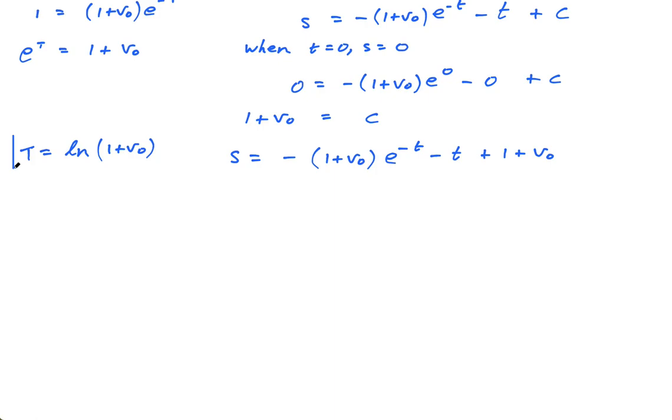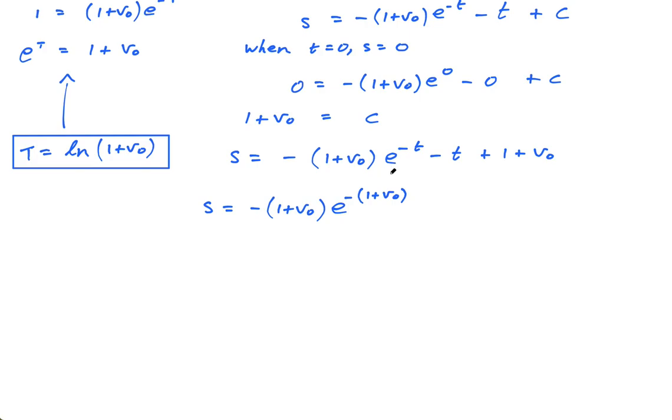You certainly don't need a box here, guys, but just to be clear that this is coming from this, and then I can sub it into this. So I have S equals negative (1 plus v0) e to the power of negative... sorry, hang on, what am I doing? Negative ln of (1 plus v0).